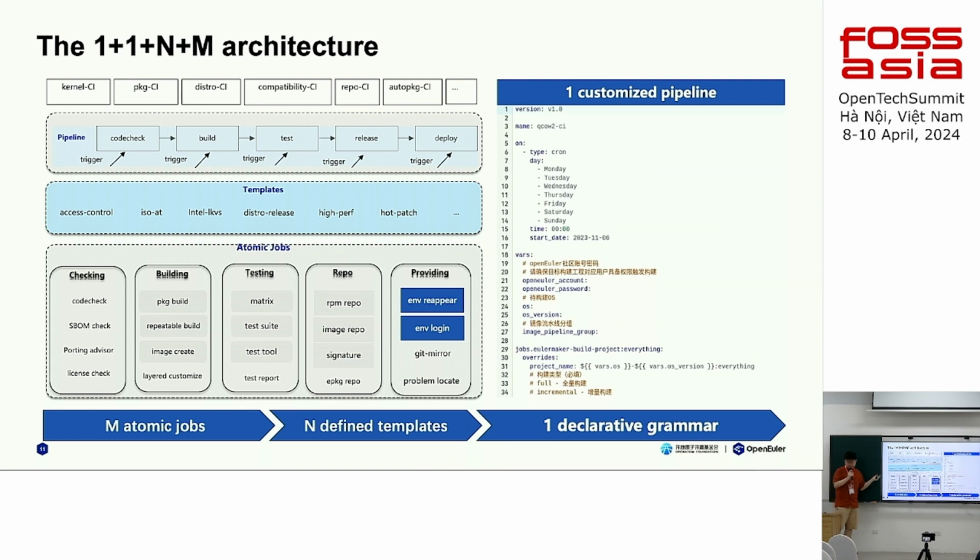So this is the architecture of the EulerPipeline. It is 1 + 1 + n + m. It means one pipeline is under a certain declarative grammar, like the right picture, with several keywords, and it has n kinds of defined templates serving different scenes, predefined by the maintainers, and all the templates arrange m kinds of atomic jobs, such as building or testing different kinds of scripts. Finally, the EulerPipeline will serve kernel CI, package CI or distro CI, etc.